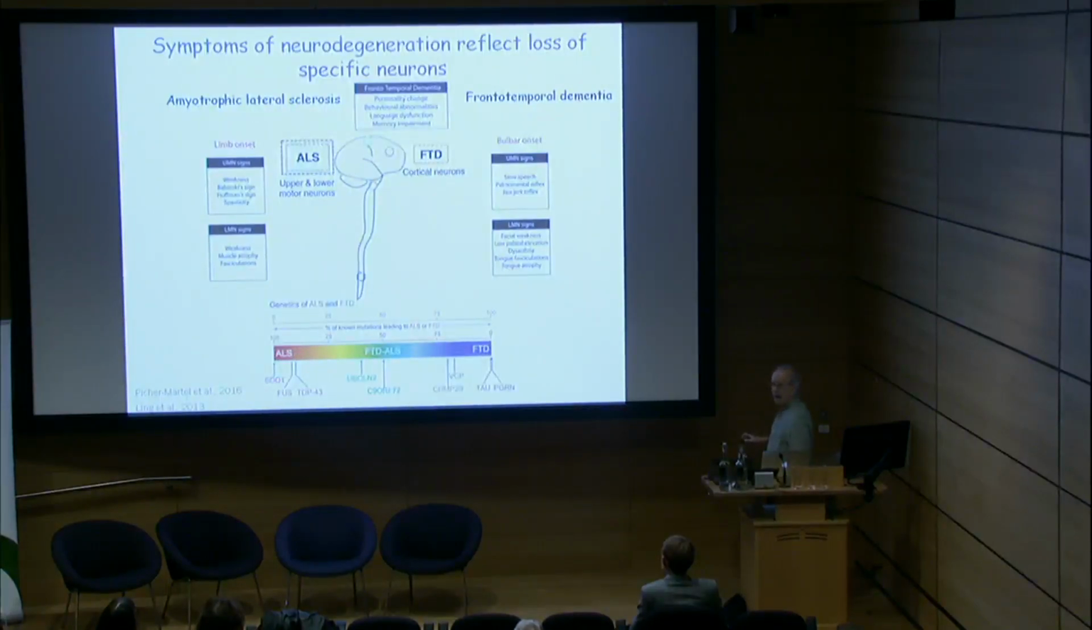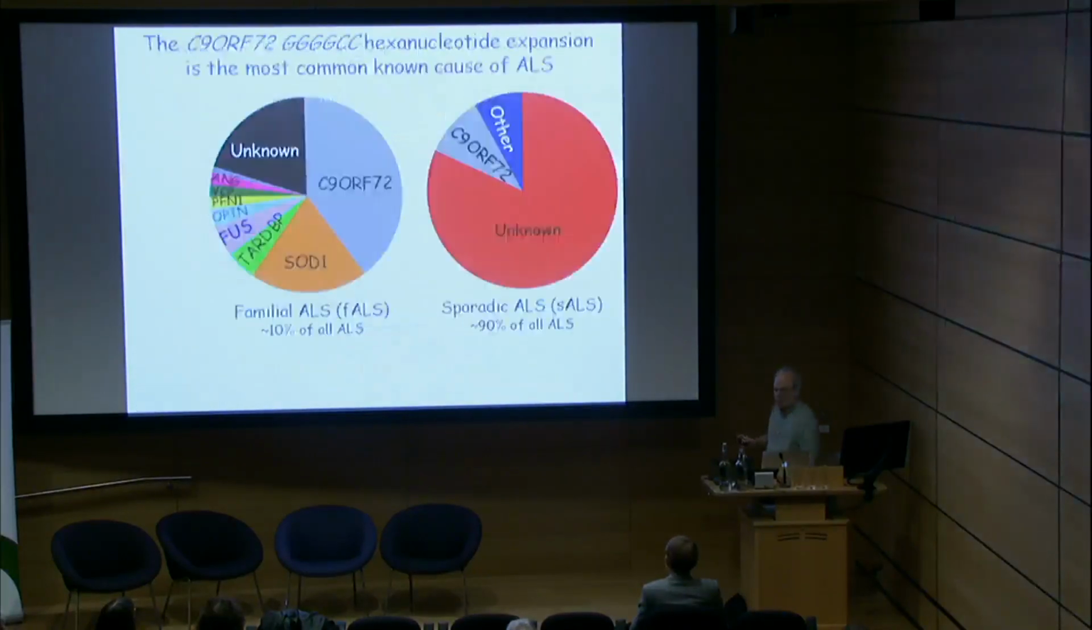ALS, SOD1 superoxide dismutase was the first ALS gene discovered. Here are some others I'll speak briefly about. Here's what I'll be concentrating on: C9orf72, right in the middle. Tau, for example, is exclusively associated with FTD. C9orf72 can be associated with both of these.